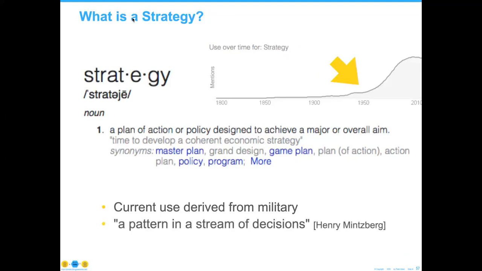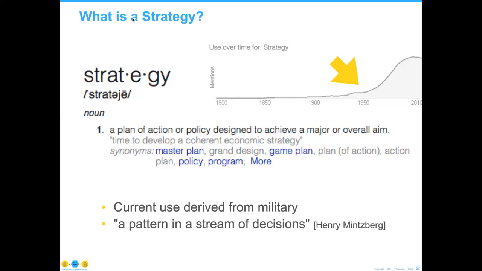My favorite definition of strategy is a pattern in a stream of decisions. It is important when you think about strategy to understand that you're trying to get the entire organization to move in the same direction. My livelihood comes from Virginia Commonwealth University. I am part of an organization there that is more than 50,000 people.